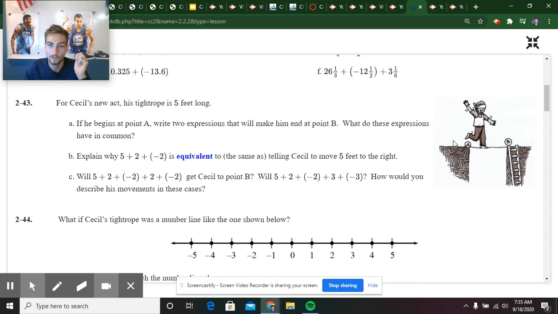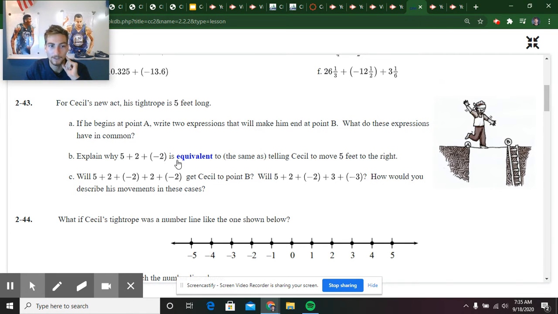And here we see a picture, A to B, that's 5 feet. There's Cecil waving to us. Hi, Cecil. And it says if he begins at point A, write 2 expressions that will make him end at point B. What do these expressions have in common? All right, so you're just going to write 2 expressions that will get him from point A to point B.